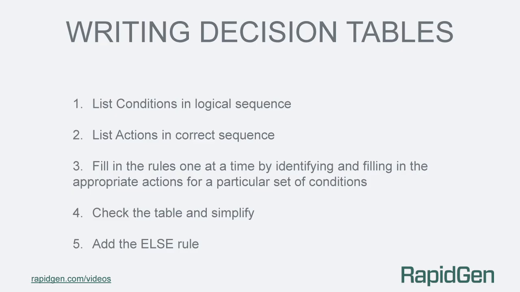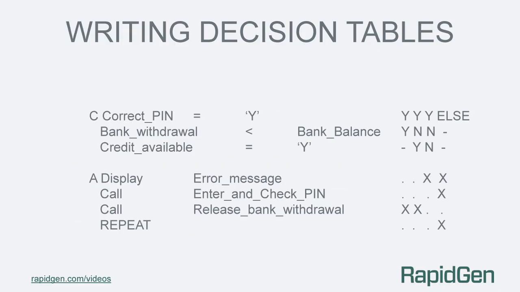The final instruction is to add an else rule. This is good practice. The else rule acts as an exception handler, and the more complex your decision tables become, the more likely you won't have covered all the rules. So define an else rule to capture those cases. In our example, we have replaced the N rule for incorrect pin with the else rule.